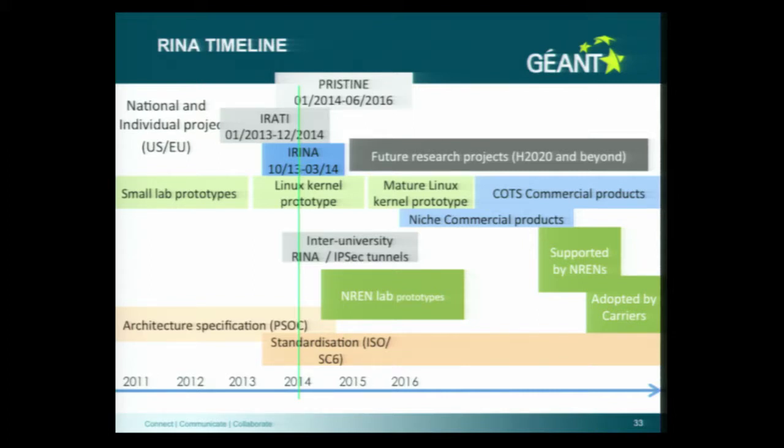So we have the IRENA project, which is in the GÉANT Open Call. We have the IRATI project, which is implementing these ideas directly into the Linux kernel to have a performant prototype. And then there's PRISTINE, which is implementing additional features. Previously there were small lab prototypes. Now we have a Linux kernel prototype that is getting more and more mature, and we are implementing the lab, interconnecting labs over IPsec tunnels, so we need a shim DIF over TCP.